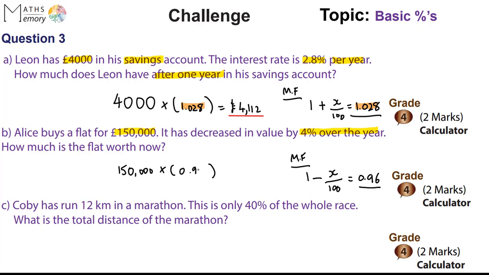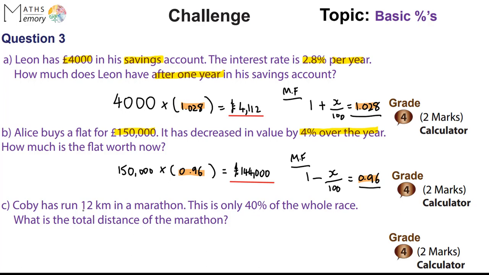So 0.96. If you do this, 150,000 times 0.96 on the calculator, you'll get an answer of £144,000. So that's how much the flat is worth after 1 year. So again, it's very crucial you identify a multiplying factor for decreasing, 0.96. All right, so we have now had an example of both increasing and decreasing multiplying factors, and that should set you up. Let's just do the last question, part C.